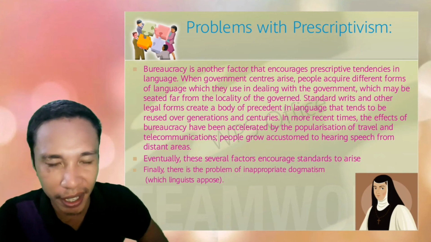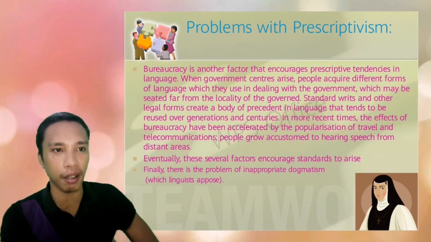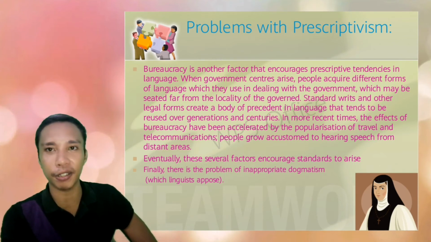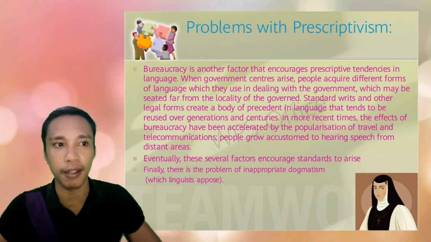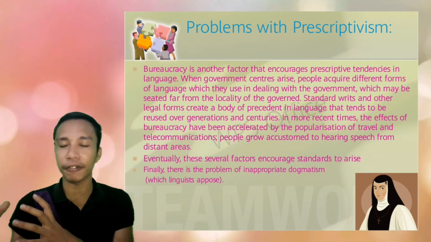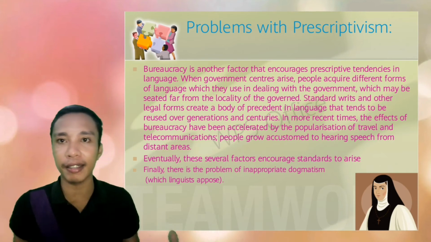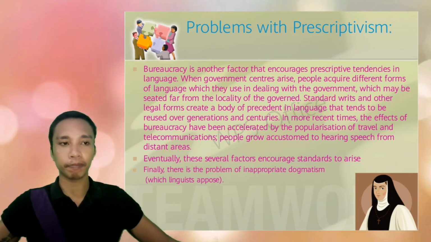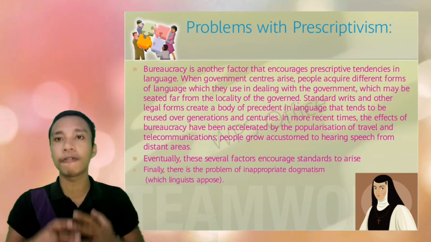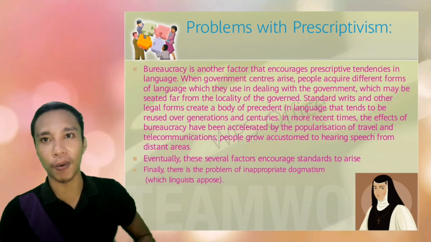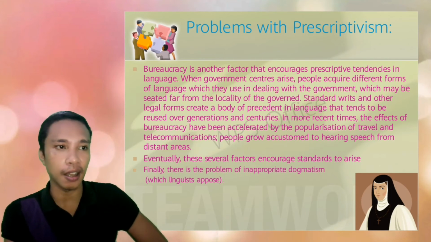That is because as well of modernization and globalization and the evolution of technology, we are able to understand other cultures as well. Eventually, these several factors encourage standards to arise because of diversity. Because nowadays there are a lot of new groups of people, different societies and different cultures arising and having their own unique form of language. The need for a standardized language is important for us to be able to understand each other.